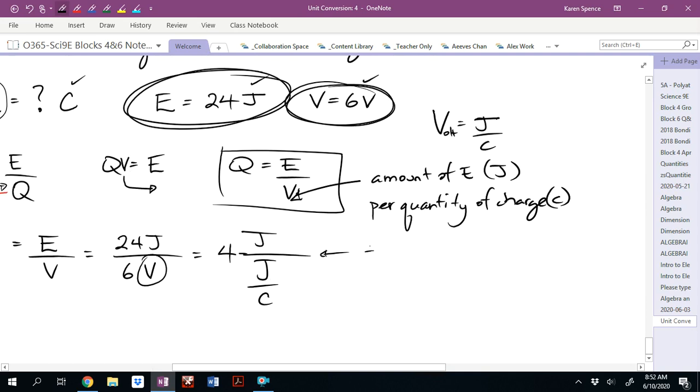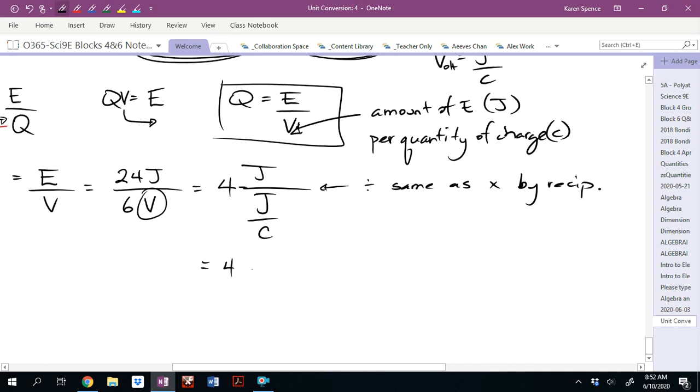And remember, I am dividing by something. Divide is the same as multiply by reciprocal, right? So now what I'm going to do is I'm going to say I have 4 is equal to joules. Oh, 4 is equal to joules. 4 joules times, I want to take the reciprocal here, so I'm going to take coulombs over joules is the reciprocal of joules over coulombs. I now have a joule on the top and I have a joule on the bottom, so I end up with 4 coulombs. And that's it.